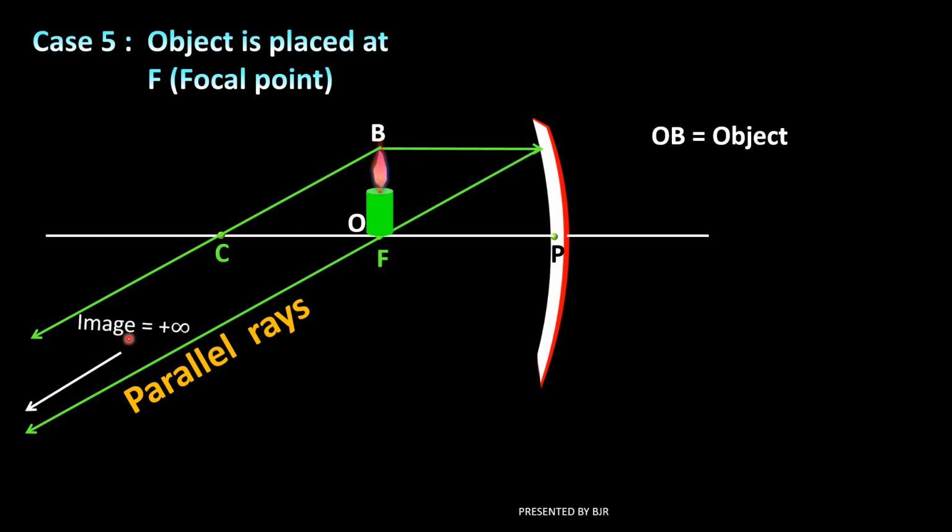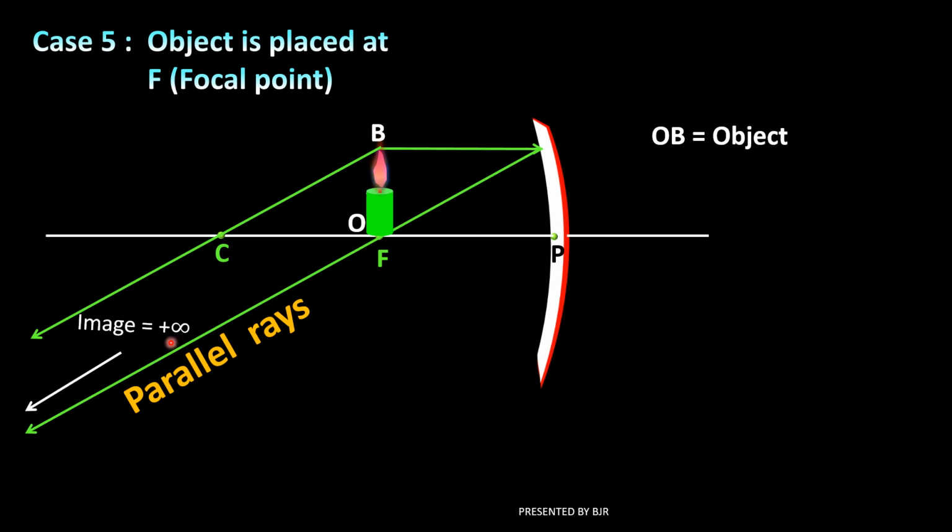Here I have shown image is equal to plus infinity. Plus infinity means the image may form on the same side of the object at infinity, like this. It may or may not form because it is ambiguous, and the reflected rays are supposed to meet at infinity. That's why here we can say that the image is formed at infinity.